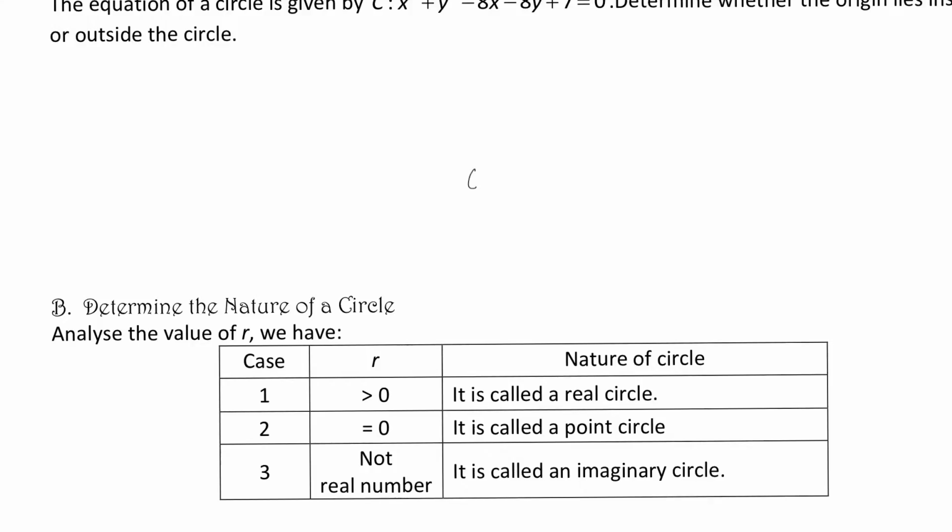For example, if the center is equal to (1, 3), then the radius is equal to maybe 3. I know the equation of circle must be (x minus h) all squared plus (y minus k) all squared is equal to, remember, the radius squared.